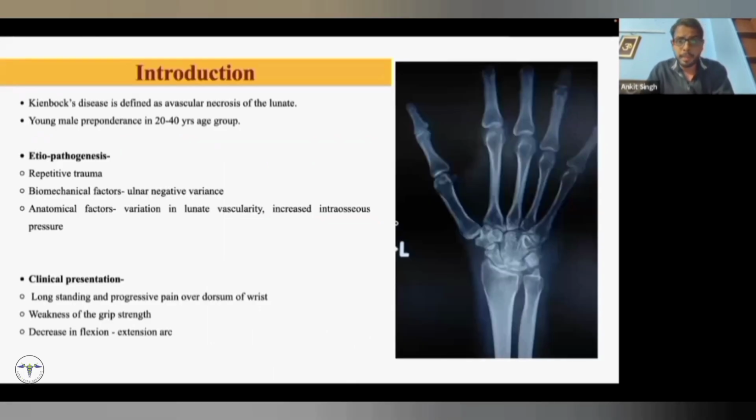So just giving you the brief outline about the Kienbock disease, it is defined as the avascular necrosis of the lunate bone. It is frequently seen in the age group of 20 to 40 years with a young male preponderance. The etiopathogenesis has been associated with repetitive trauma, biomechanical factors such as ulnar negative variance, anatomical factors such as variation in the lunate vascularity, and increased intraosseous pressure. The clinical presentation predominantly involves a long-standing and progressive pain over the dorsum of the wrist with a weak grip strength and a decrease in the flexion extension arc.